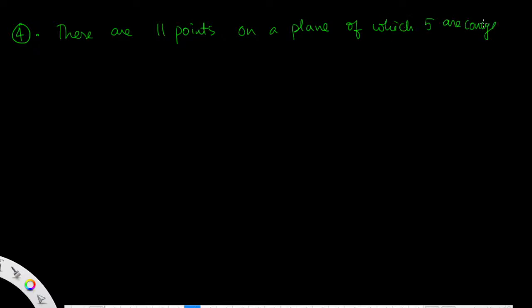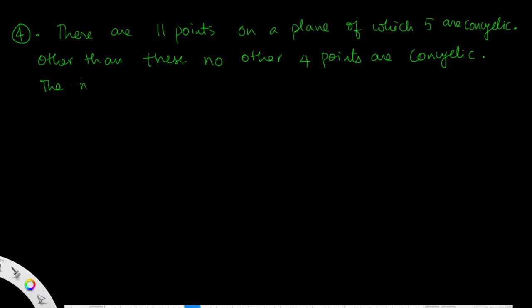Question number 4. There are 11 points on a plane, of which 5 are concyclic. Other than these, no other 4 points are concyclic.